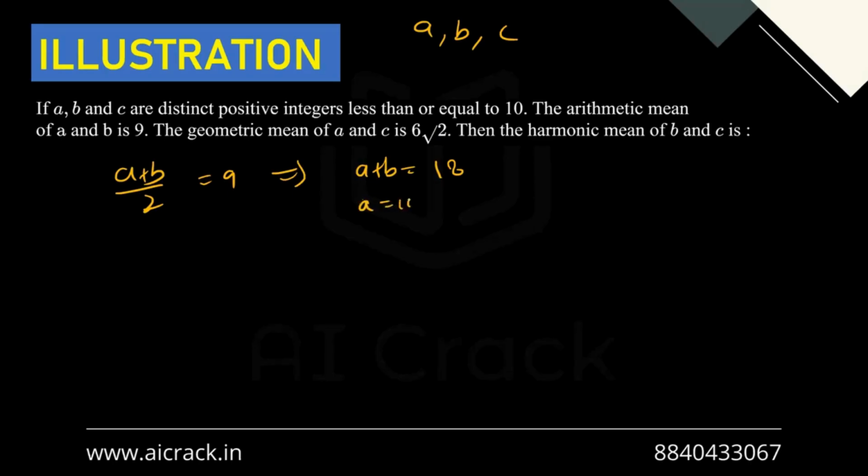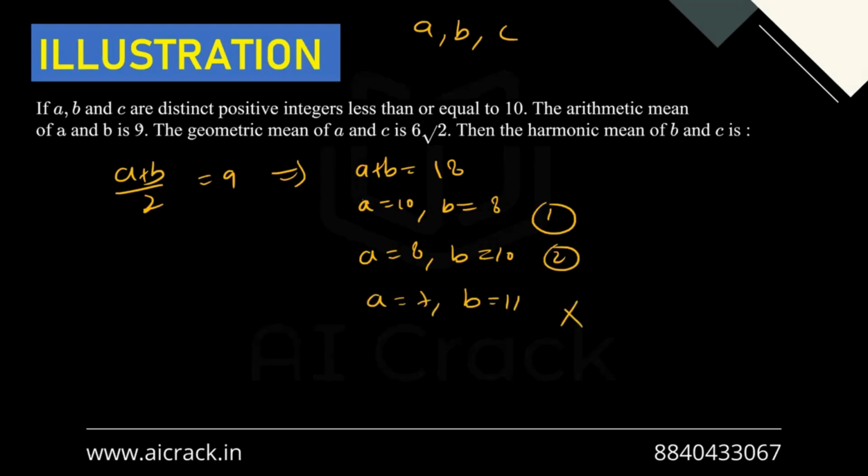So a can be 10 and b equals 8. That is one case. The second case can be a equals 8, b equals 10. Can we say a equals 7 and b equals 11? No, we cannot, because all of them are less than or equal to 10. Can we say a equals 9 and b equals 9? No, because all of them are distinct. So we have these two cases: a equals 10, b equals 8, or a equals 8, b equals 10.